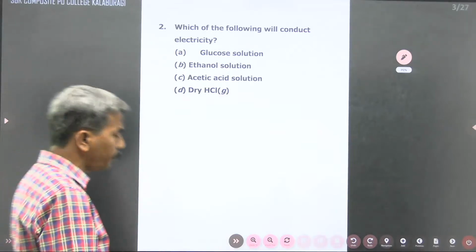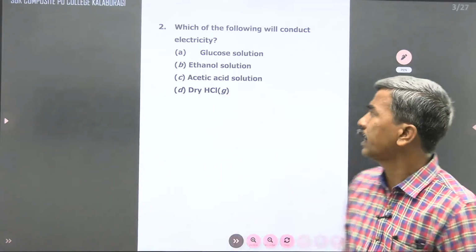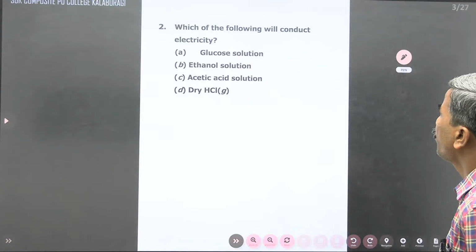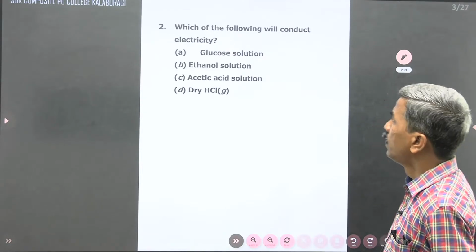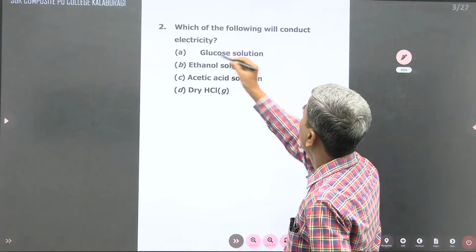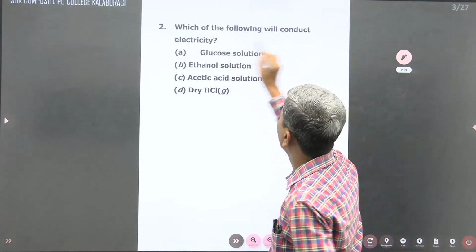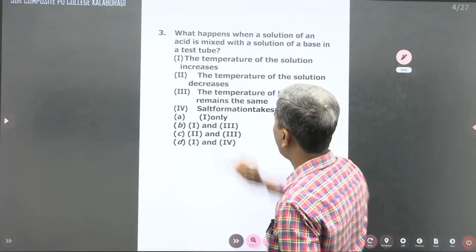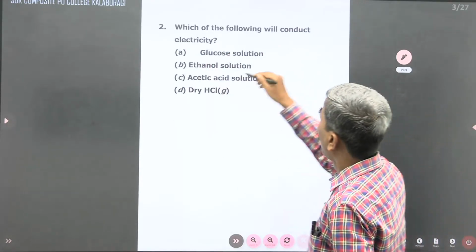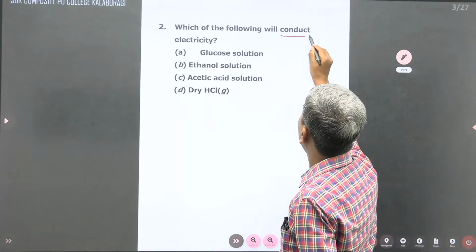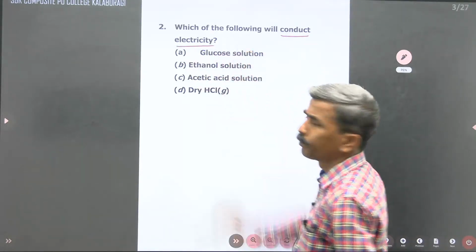So the question statement is, which of the following will conduct electricity? They are saying it is related to conduction of electricity, that is, which of the following will conduct electricity.